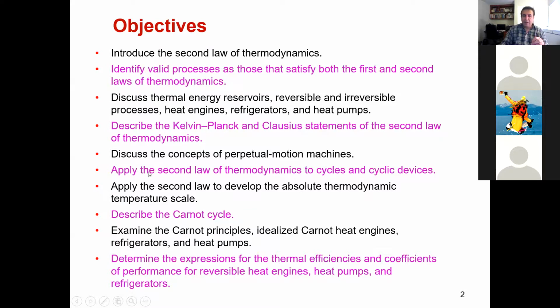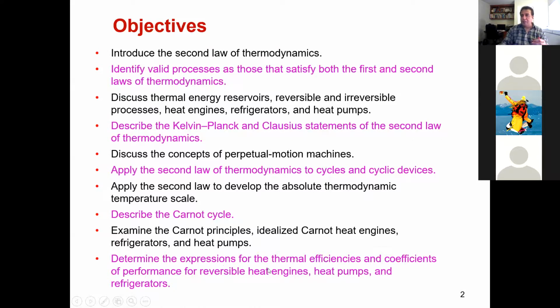Okay, all right, so apply the second law of thermodynamics to cycles and cyclic devices, and apply the second law to develop the absolute thermodynamic temperature scale, which is Kelvin and Rankine. Describe the Carnot cycle. So we're going to put emphasis on the Carnot cycle. Examine the Carnot principles, and idealize Carnot heat engines, refrigerators, and heat pumps.